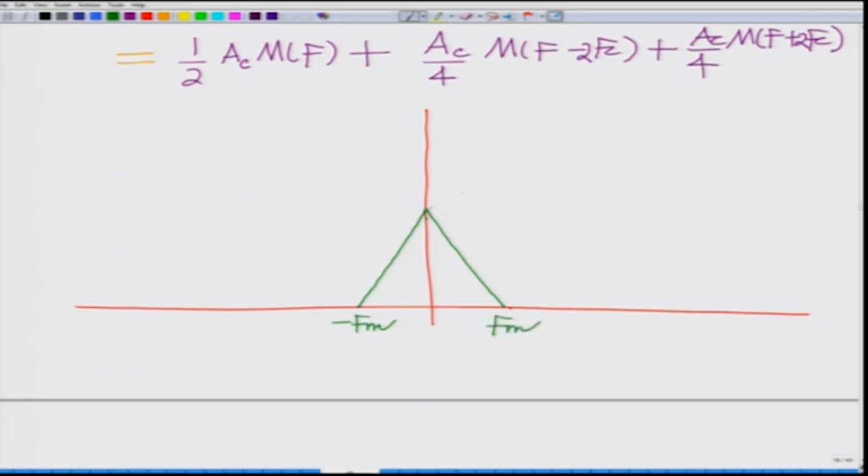This point is half AC MF, this point is half AC M0, and then you are going to have, so let us say this is FC, you are going to have side bands at 2 FC.